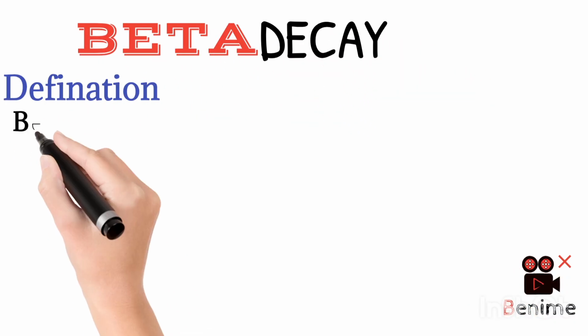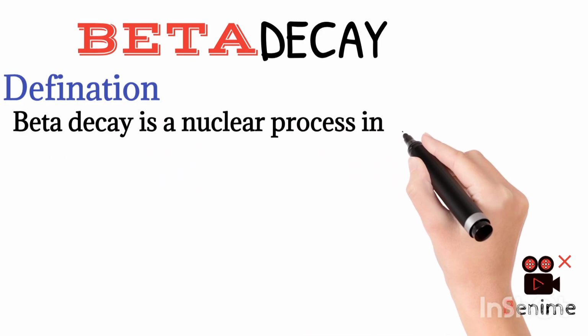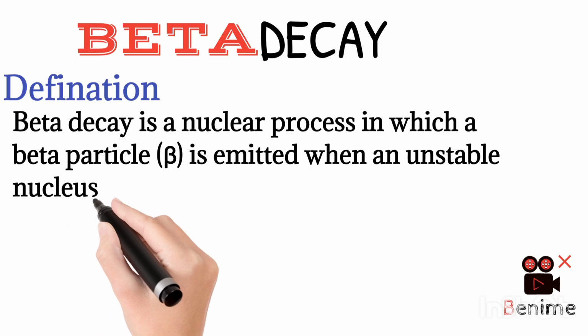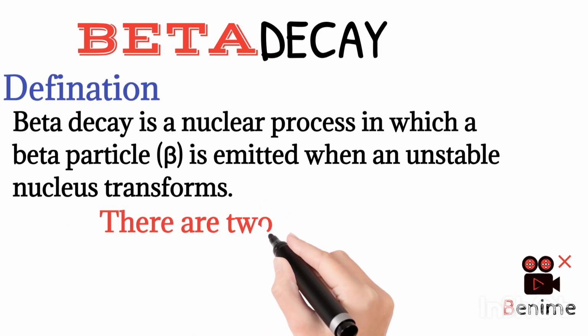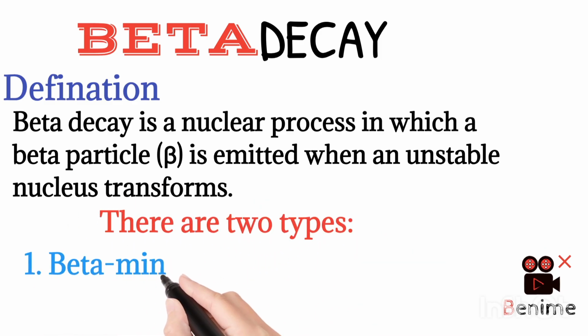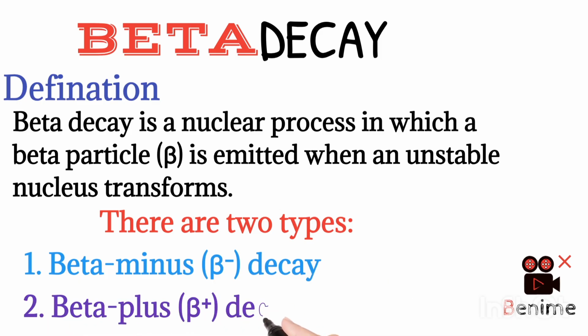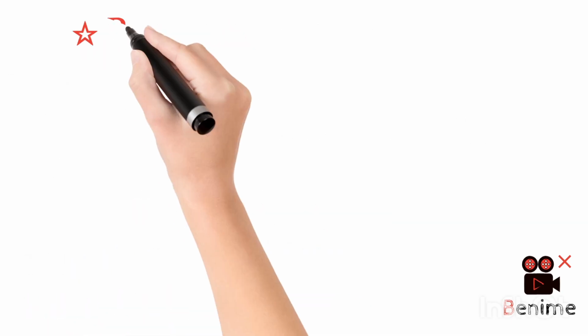Beta decay is a nuclear process in which a beta particle is emitted when the nucleus is transformed. There are two types of beta decay: 1. Beta minus decay. 2. Beta plus decay. What is beta minus decay?